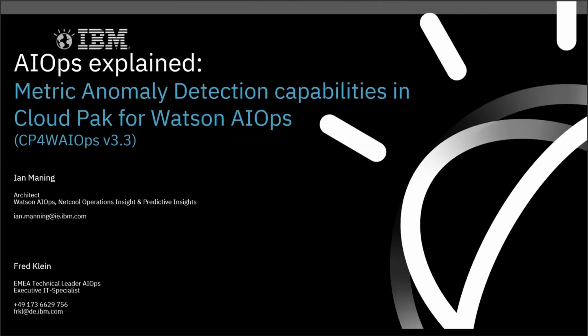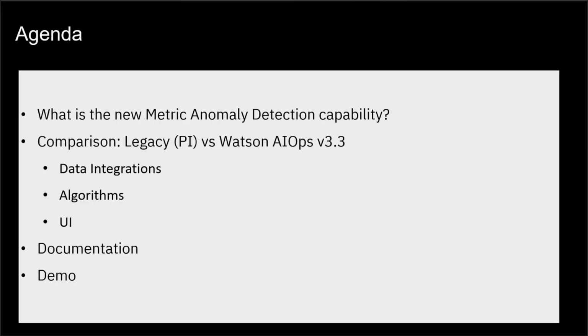Thank you, Ian. Let's see what we've prepared. Just a few slides, as well as we are going to see a real system. What will be the new metric anomaly detection capability? We're going to talk through the architecture of the Cloud Pak for Watson AIOps. We are going to have a look into what is the old Predictive Insight versus how does the new metric anomaly detection within Cloud Pak for Watson AIOps version 3.3 look like.